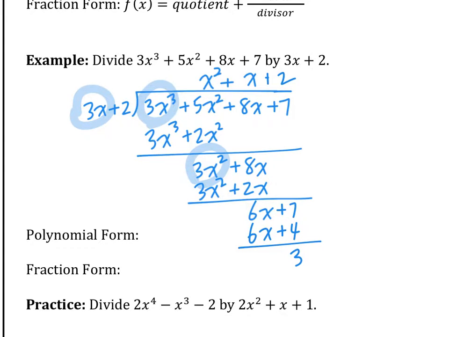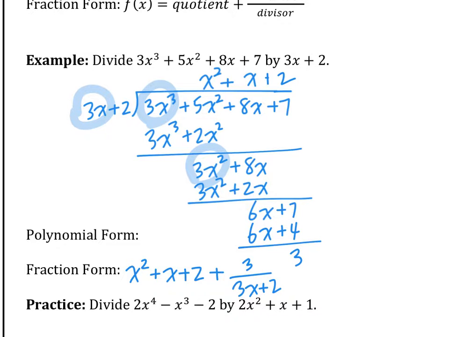Quotient, yeah, quotient. So we're going to start with x squared plus x plus 2, but we're going to put a plus first because we have this thing plus, right? Just like the mixed number, we have a 12 plus 1/3. So plus, and then we're going to put the remainder over the divisor: 3 over 3x plus 2. Okay, so that's the fraction form.